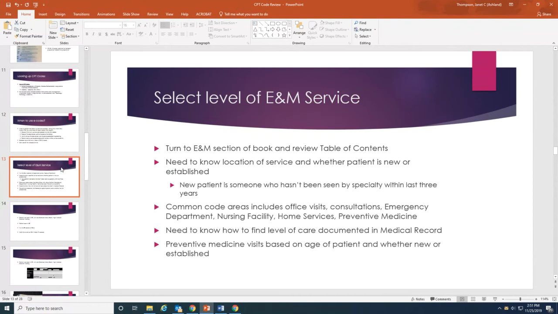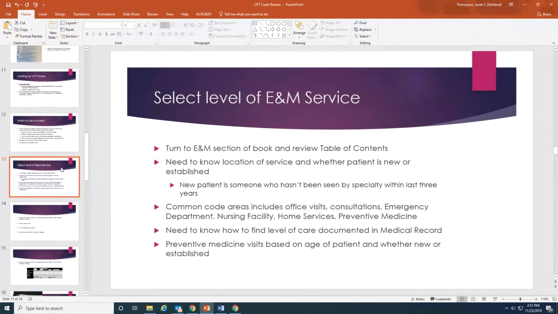Leveling of E&M services. Again, this is a very complex structure to get your head wrapped around. There's a lot to an E&M service or evaluation and management. You'll hear us refer to this as E&M. This is probably the most important code section that you could be familiar with because most practices are going to bill for office time or physician's time. So there is a section at the very beginning of the book for E&M.